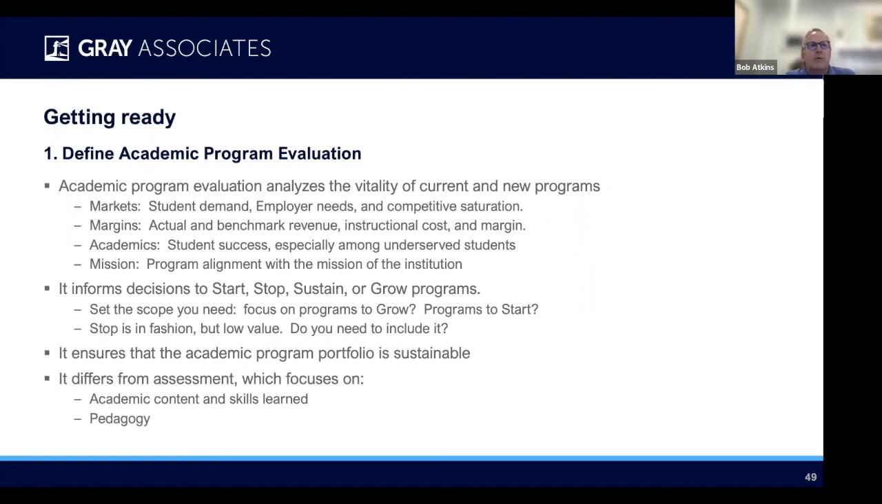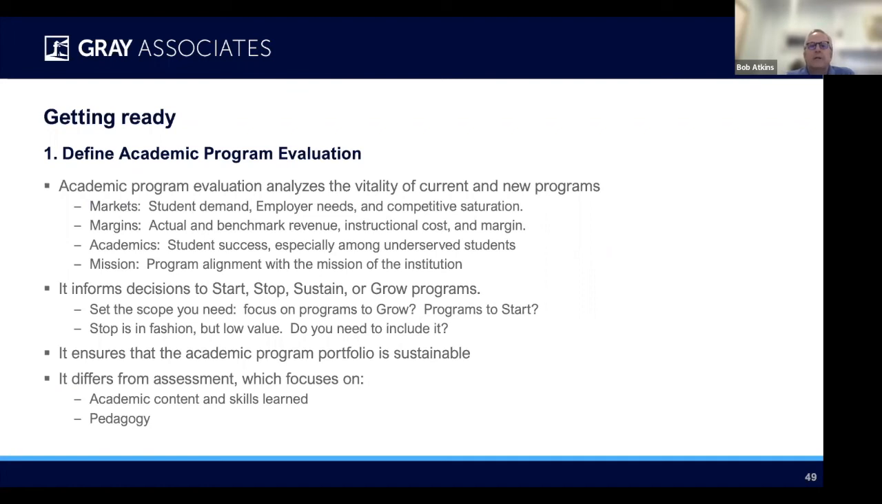I've done a lot of work with institutions who recognized that they weren't going to save a lot of money at the program level by cutting programs, and really just worked on start, sustain, and grow. I've had schools that really only wanted to look at start. So one of the things you want to do at the outset is define the scope of the program evaluation you're going to do. And it takes some of the angst out of the process if you don't include stop.